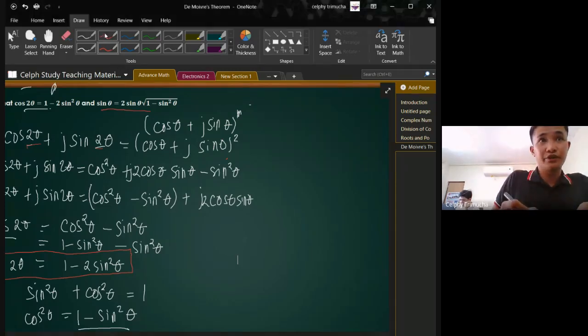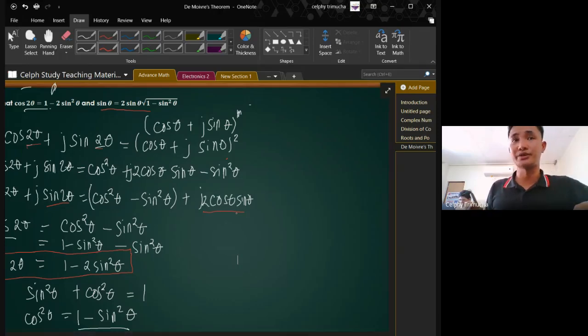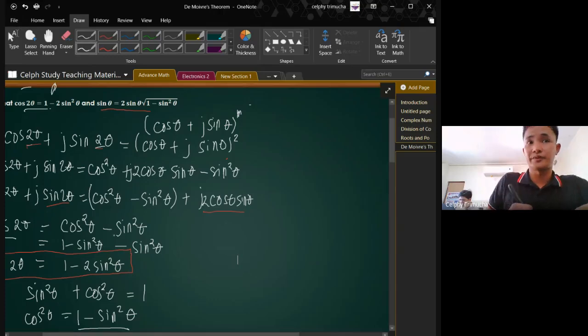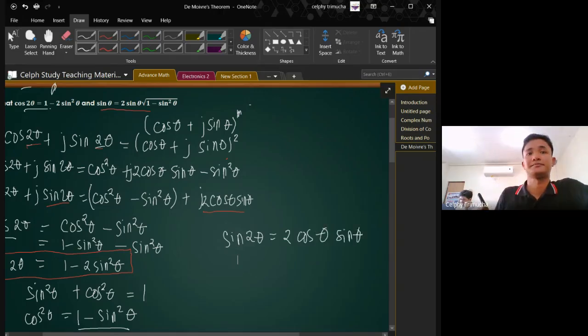Okay, so now, in order to prove our value for sine theta, we can use another identity here. So we have sine 2 theta. We equate the imaginary part to the imaginary part. So sine 2 theta is equal to 2 cosine theta sine theta.